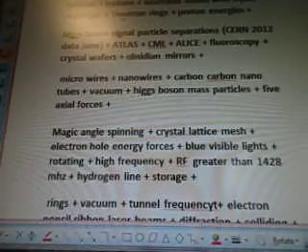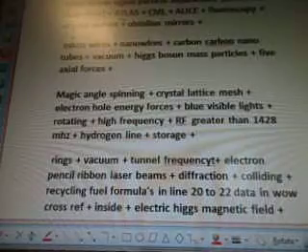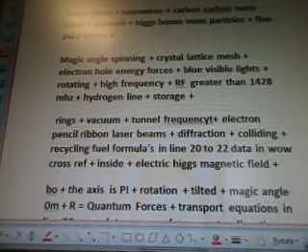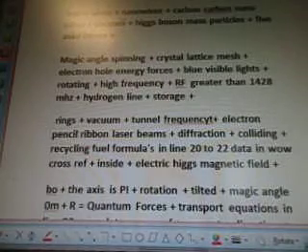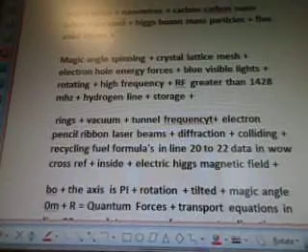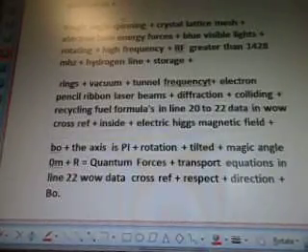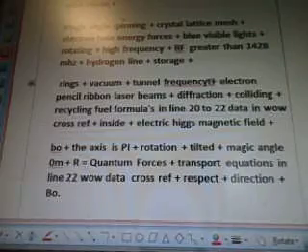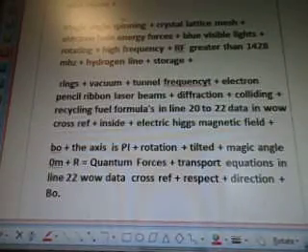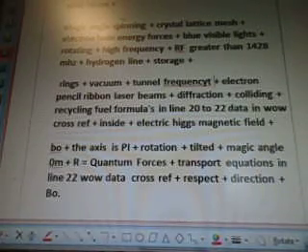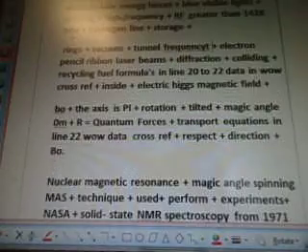Vacuum, Higgs boson mass particles, plus 5 axial forces. Magic angle spinning, crystal lattice mesh, electron hole energy forces, blue visible lights, rotating high frequency, RF greater than 1428 megahertz, hydrogen line storage. Rings, vacuum tunnel frequency, electron, pencil ribbon, laser beams, and diffraction colliding, recycling fuel formulas in line 20 to 22 data in WOW cross-reference inside electric Higgs magnetic field. B0.